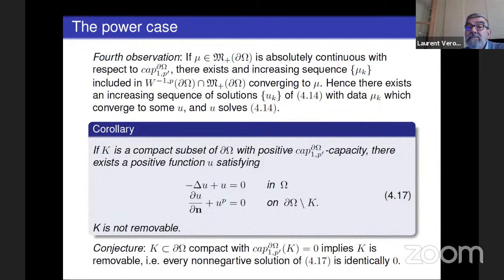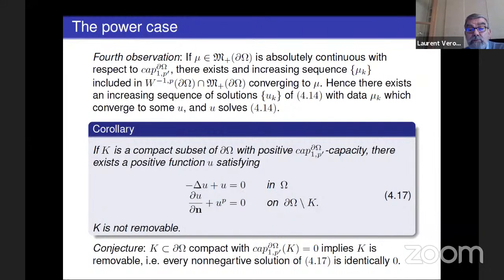So now a consequence of this is that if K is a compact subset of Omega with positive C1,P' capacity, there exists a positive function u satisfying minus Laplacian of u plus u is 0 in Omega, du/dn plus u^p is 0 on ∂Omega minus K. That proves that a set which has a positive C1,P' capacity on the boundary is not removable.